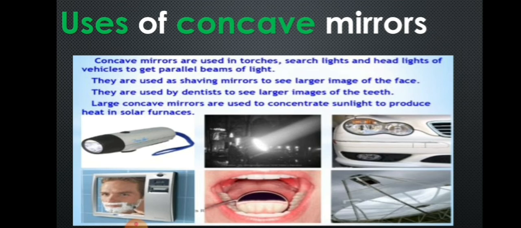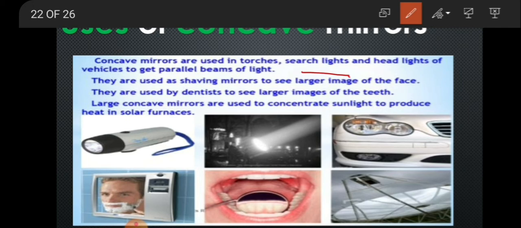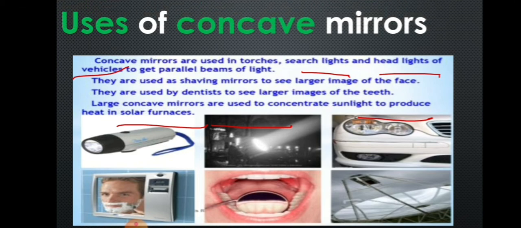Uses of concave mirrors. Concave mirrors are used in torchlights, searchlights and headlights of vehicles to get a parallel beam of light. They are used as shaving mirrors to see a larger image of the face. They are used by dentists to see large images of teeth. Large concave mirrors are used to concentrate sunlight to produce heat in solar furnaces. These are the uses of concave mirrors.